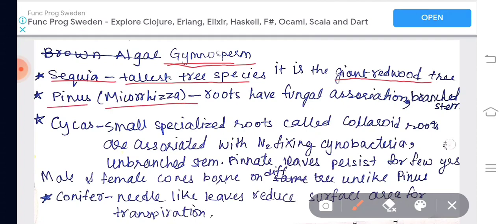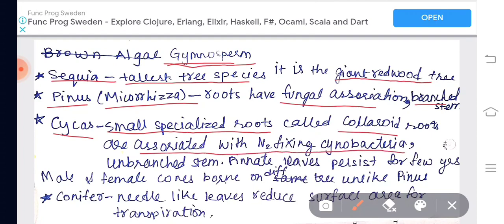Pinus, which has mycorrhiza. It has roots which have fungal association and it also has a branched stem. Then ficus. Ficus has small specialized roots which are called coralloid roots, and it is associated with nitrogen fixing cyanobacteria, and it has an unbranched stem. It also has pinnate leaves which persist for a few years. And in cycas, male and female cones are borne on different trees, unlike pinus.